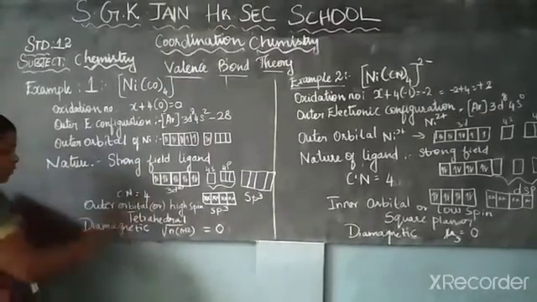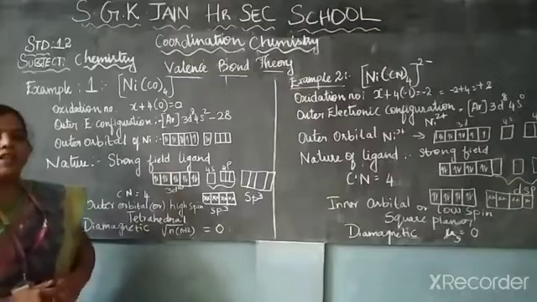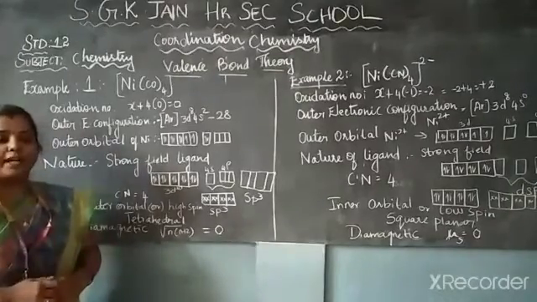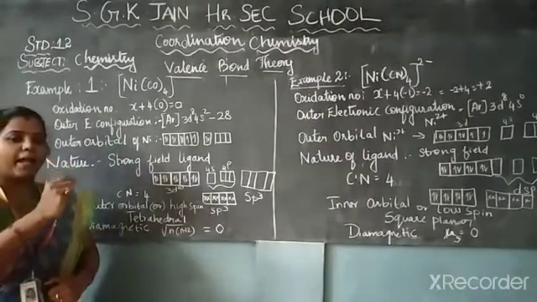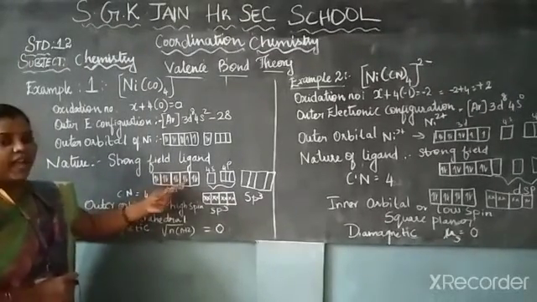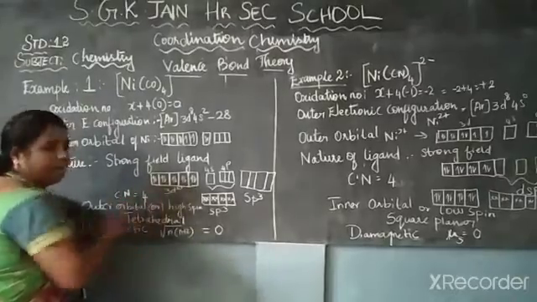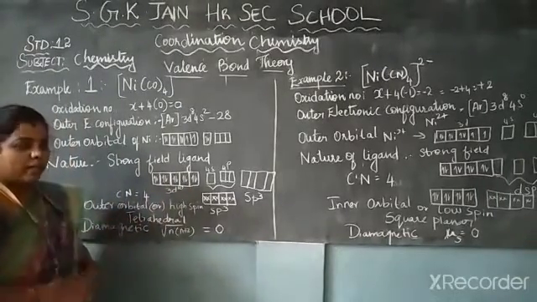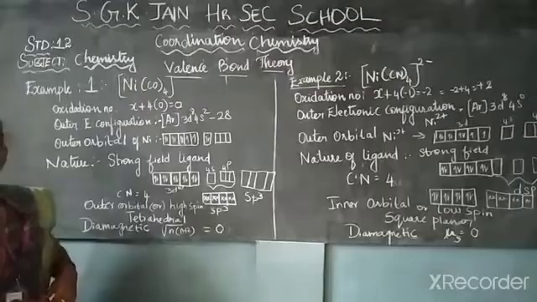And next, it is about the magnetic property. We know that two magnetic properties are there: one is paramagnetic, the other is diamagnetic. On the basis of spin only, we find that here there is no unpaired electron. All are paired. That is why it is diamagnetic in nature.